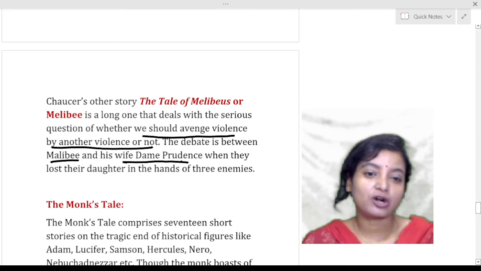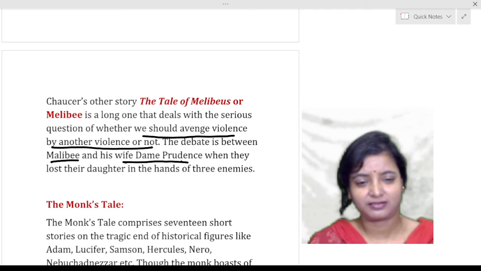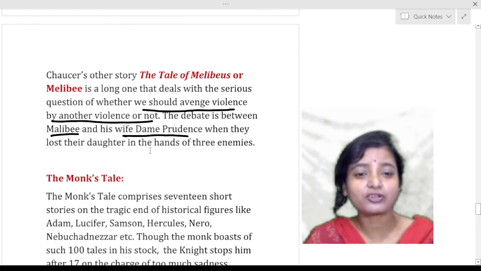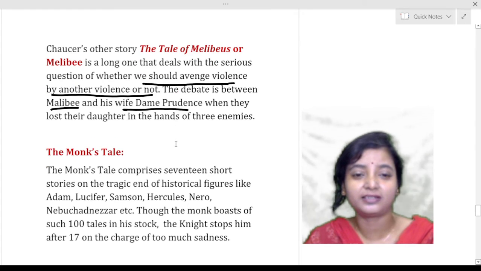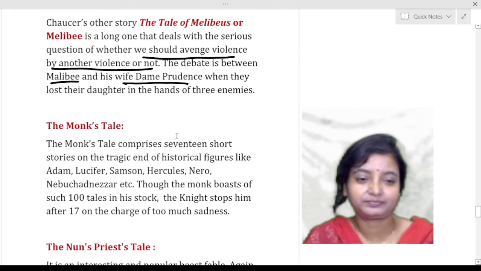Actually, they lost their daughter at the hands of three enemies, and they were shocked and in very much pain for the loss of their daughter, but still they think that revenge after revenge produces nothing.